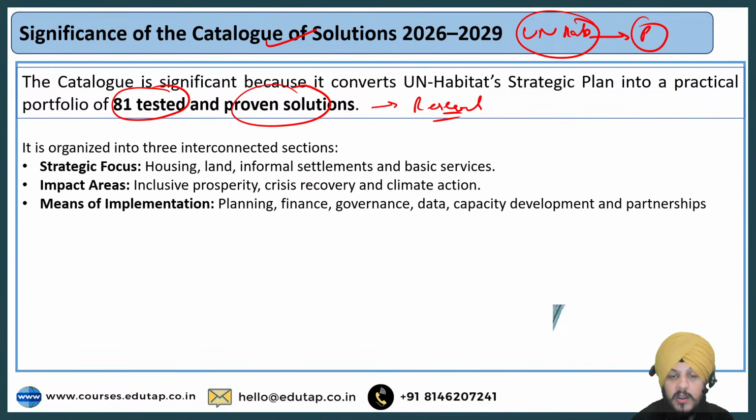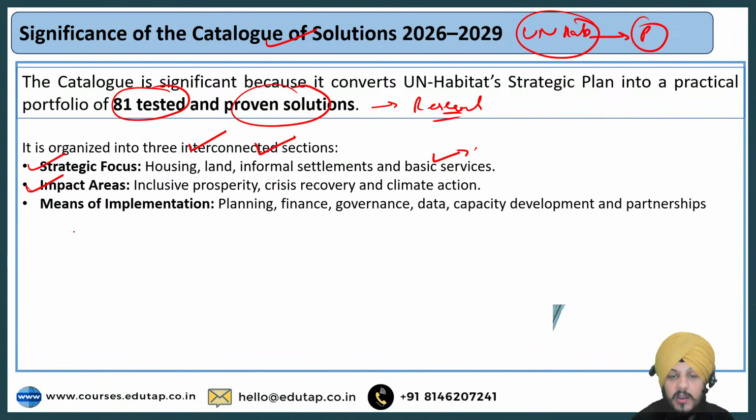Now if we talk about this document, which is the catalog of solutions, it is organized into 3 interconnected sections, right? If you open this document, you will find the sections easily. The first section is the strategic focus. Strategic focus basically means what UN Habitat mainly works upon, what it is targeting. First of all, it is targeting adequate housing and securing land rights. It is working in the direction of improvement and prevention of informal settlements too, right? And it is also enabling basic services, for example water, sanitation, waste management, transportation, these sorts of services.